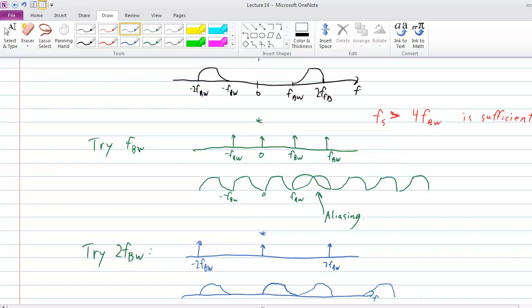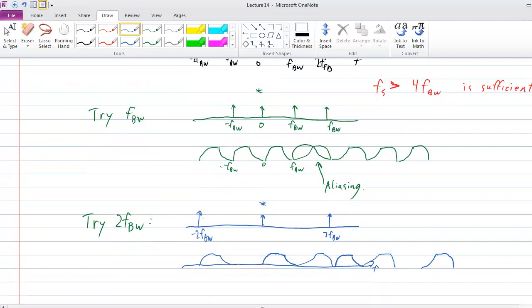Okay. Now where's the next copy going to be? It's going to be another over here, like that. And we have to shift both ways. So let's do the copy for this delta function here, the negative 2f bandwidth. That's going to shift this one over here and shift this one over here. Now, good news, there's no aliasing going on. Everything's still, there's no overlap. So we should be able to recover things.